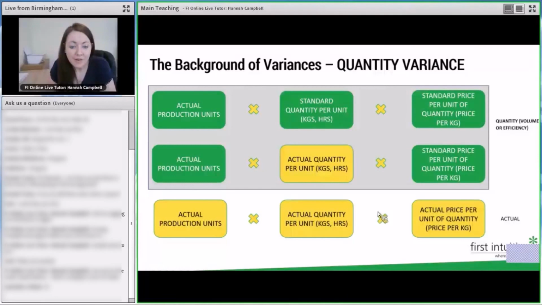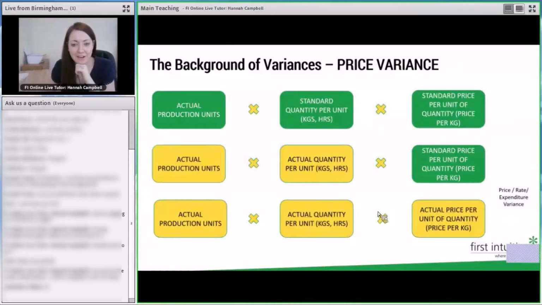Now, the quantity variance can be referred to as a usage variance if you're looking at materials, and it could also be referred to as an efficiency variance if you're looking at labour, or if you're looking at variable overheads, and also if you're looking at fixed overheads. Okay.